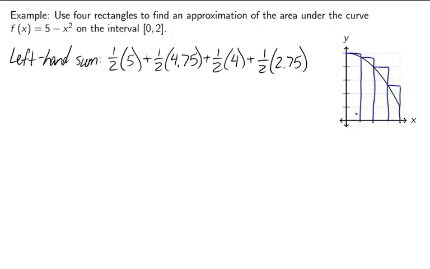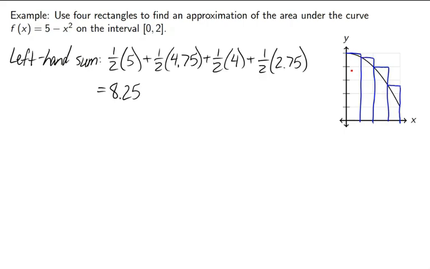The first rectangle has height 5 and width 1/2. The second rectangle has height 4.75 and width 1/2. The third rectangle has height 4 and width 1/2. And the last rectangle has height 2.75 and width 1/2. So if we add up all this stuff, I get 8.25 as my answer. So that's the sum of the areas of these 4 blue rectangles.